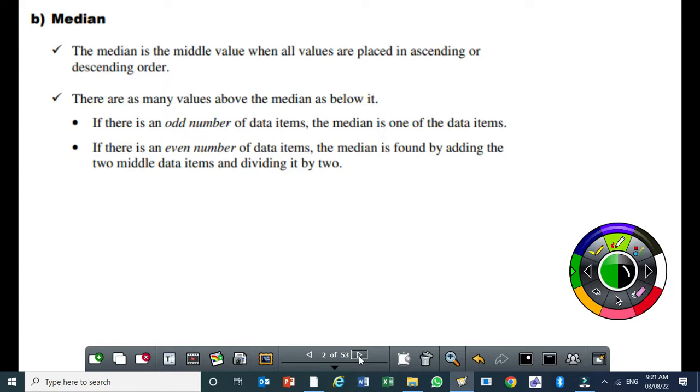So if the data set is odd, you just arrange the data set from smallest to largest or vice versa, then you identify the middle value of that data set. That will be your median. If it's even, you identify the two values in the middle of the data set and calculate their average. But I also want to give you a formula which can help you to determine the median position.